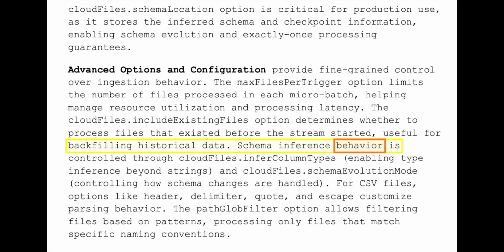Schema inference behavior is controlled through cloudFiles.inferColumnTypes, enabling type inference beyond strings, and cloudFiles.schemaEvolutionMode, controlling how schema changes are handled. For CSV files, options like header, delimiter, quote, and escape customize parsing behavior. The pathGlobFilter option allows filtering files based on patterns, processing only files that match specific naming conventions.